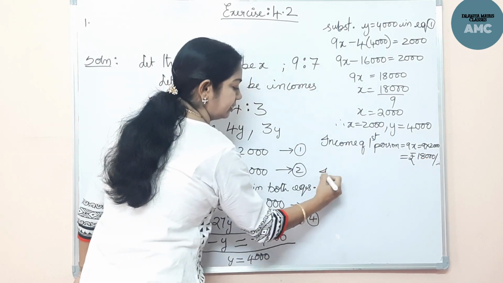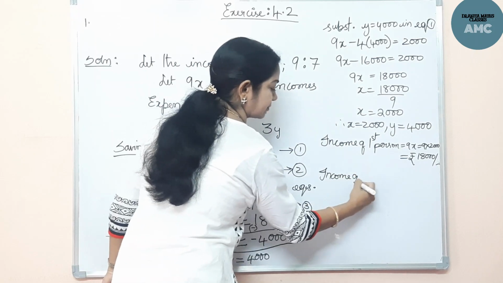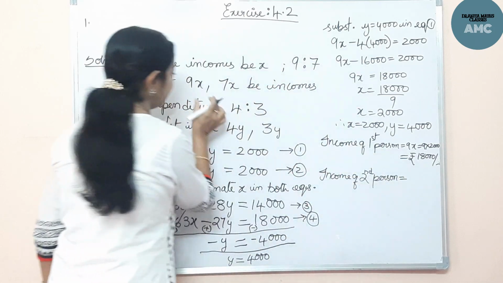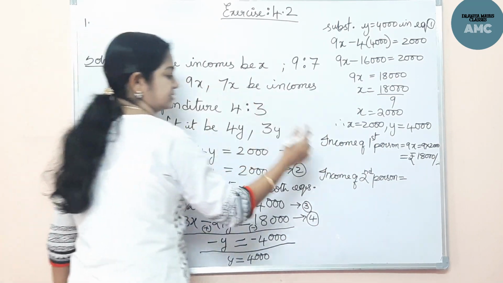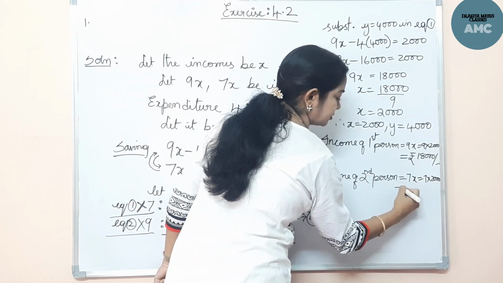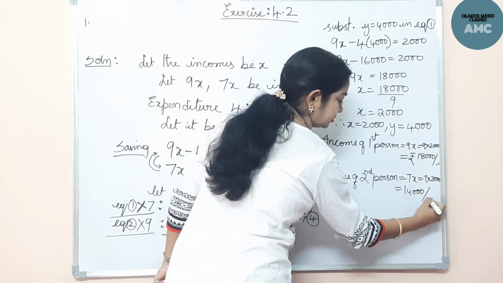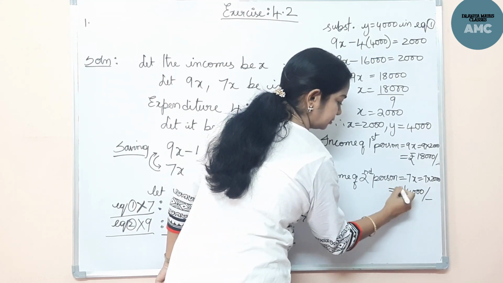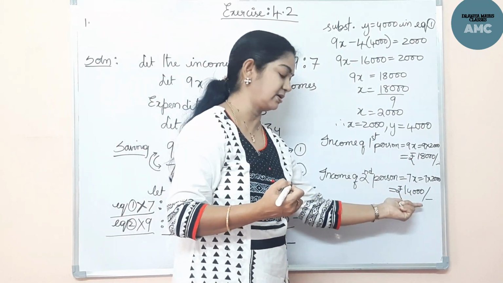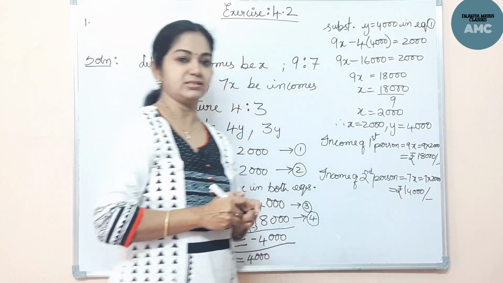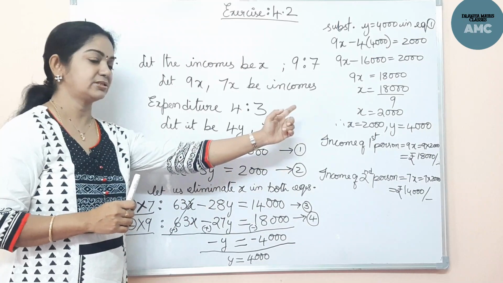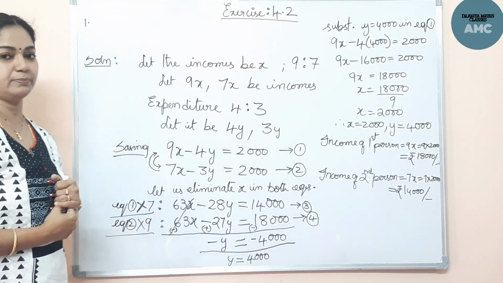Right. Now income of second person. Income is, we have supposed it as 9x, 7x, isn't it? So 7 into 2000, that comes to 14,000. So write the units here, rupees. So the first person's income is 18,000, second person's income is 14,000. So like this, by using the elimination method or the substitution method, you can find the solutions. Okay. Now quickly copy down, pause it.